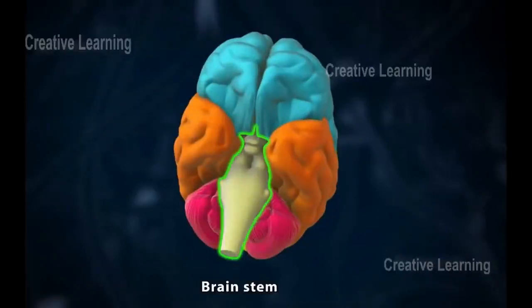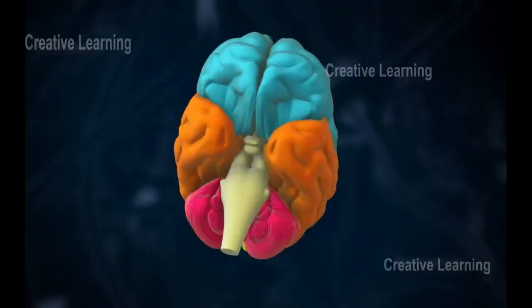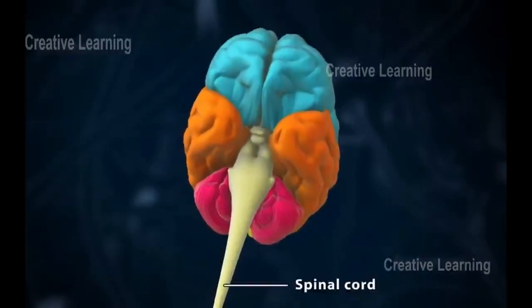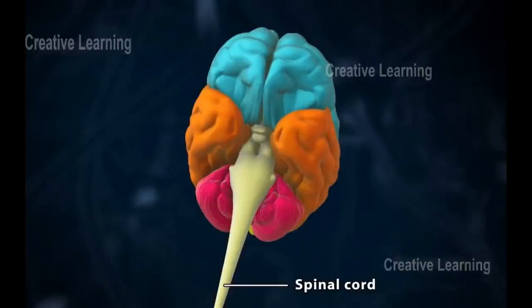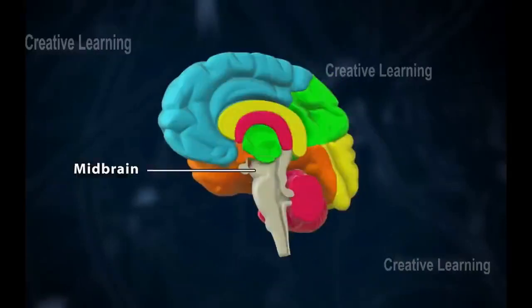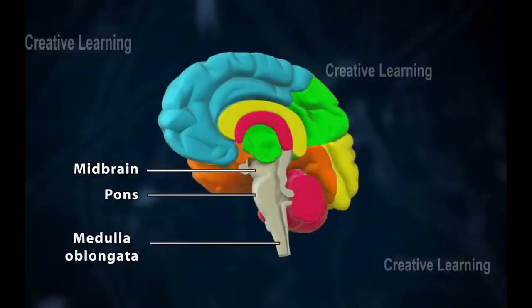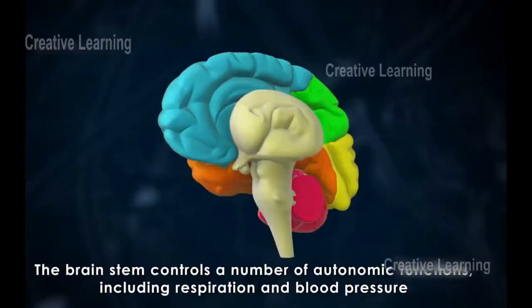The brainstem is located beneath the cerebrum and in front of the cerebellum. It connects the brain with the spinal cord and is composed of the midbrain, pons, and medulla oblongata. The brainstem controls a number of autonomic functions, including respiration and blood pressure.